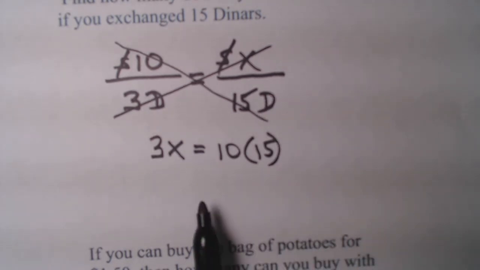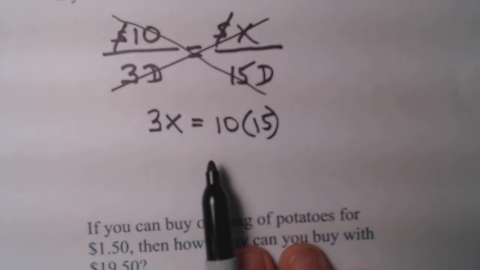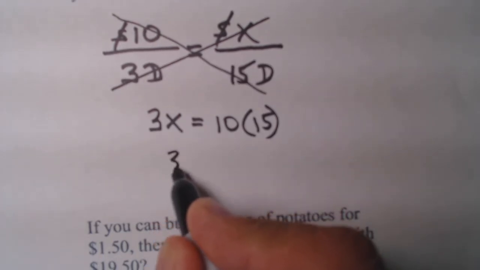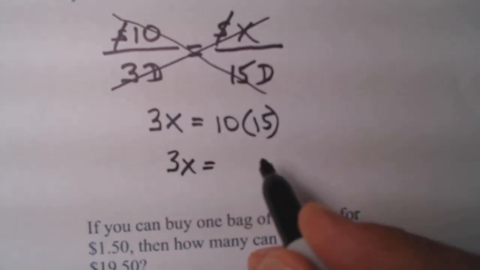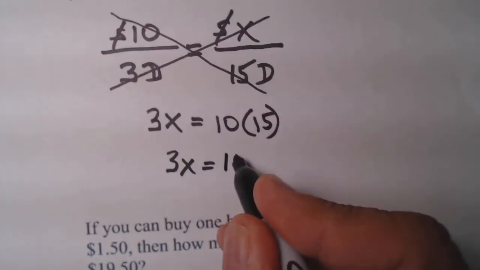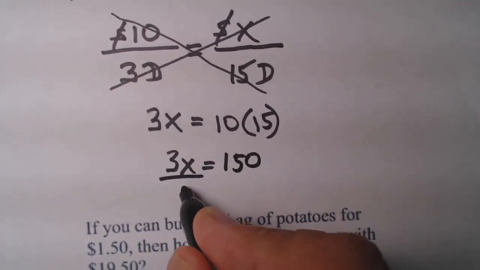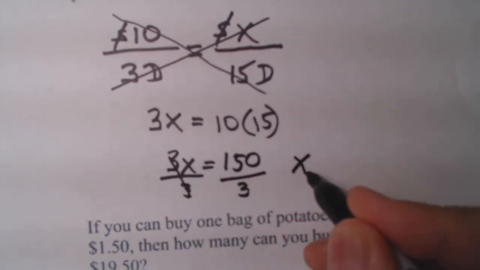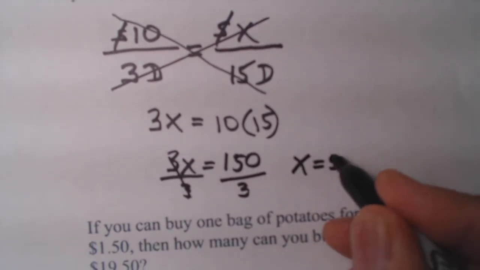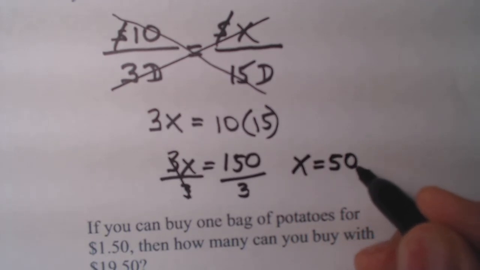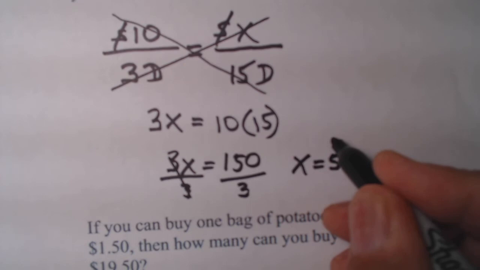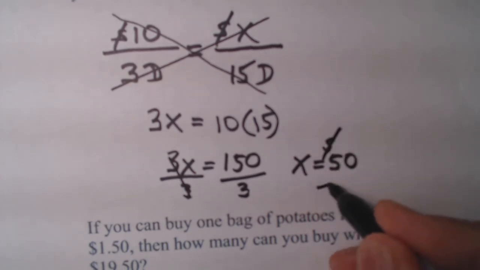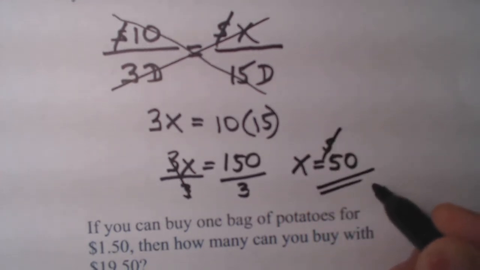Okay, well now, let's see what we've got here. I've got 3x equals 10 times 15. That looks like 150. Divide both sides by 3. Looks like x equals 50. Okay, so that would be how many dollars, x is in dollars again, that you would get.